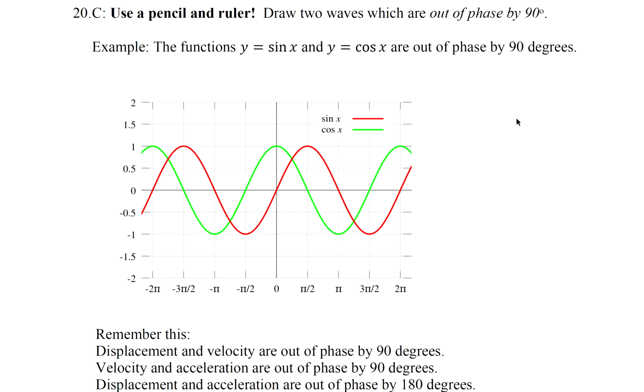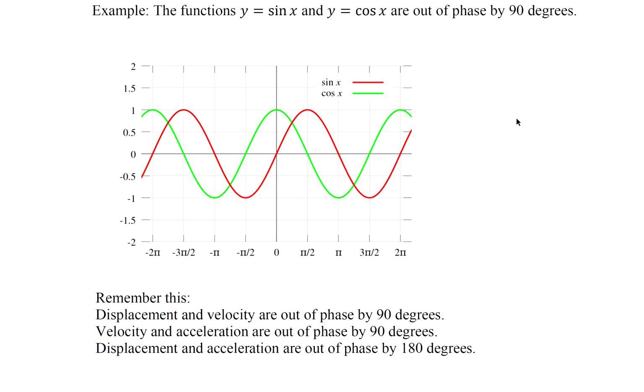Question 20. Draw two waves which are out of phase by 90 degrees. So for example, the functions y equals sine x and y equals cosine x are out of phase by 90 degrees. So remember this: displacement and velocity are out of phase by 90 degrees. Velocity and acceleration are out of phase by 90 degrees. Displacement and acceleration are out of phase by 180 degrees.